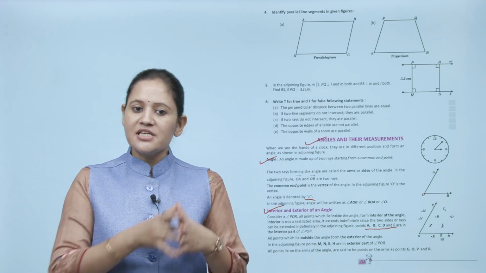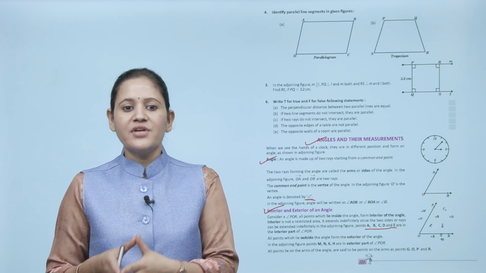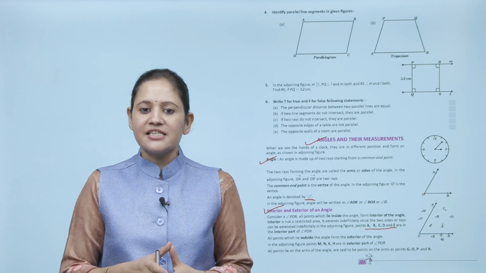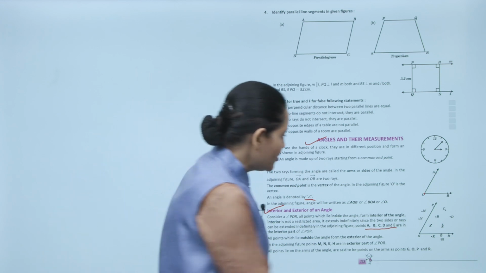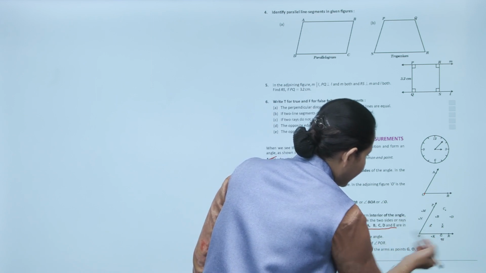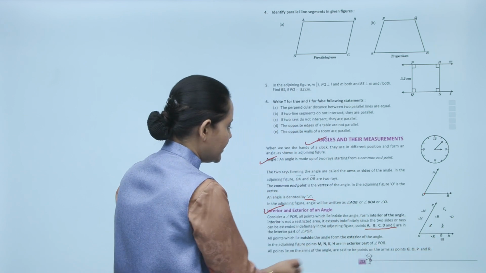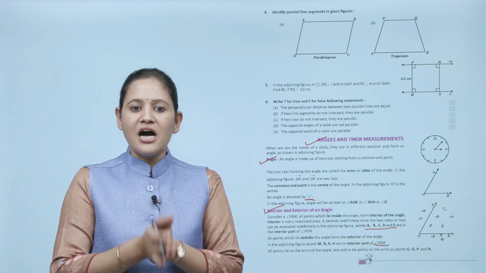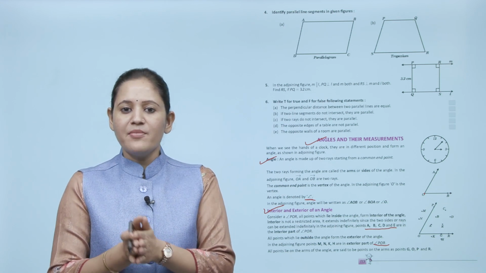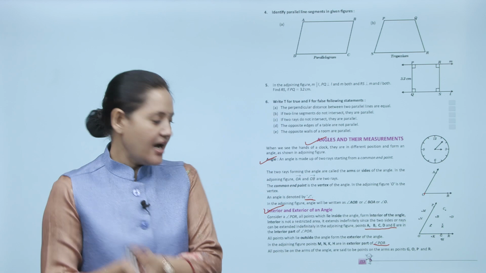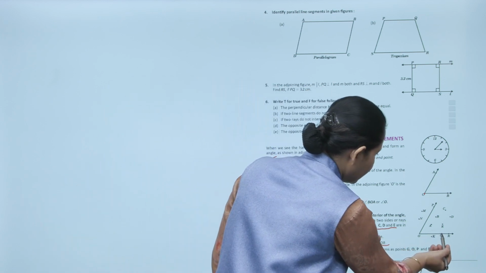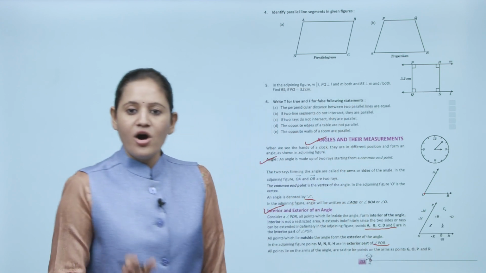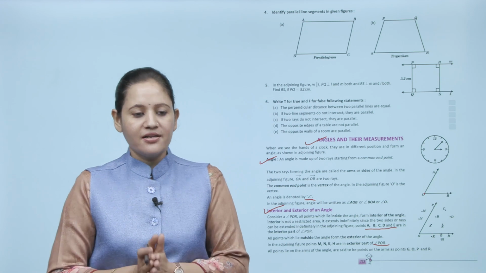Clear? All points which are outside the angle form the exterior of the angle. In the adjoining figure, points M, K and H are the exterior part of angle POR. So, points M, K and H, they are in the exterior of angle POR. Clear? All points on the arm of the angle are said to be points on the angle: points G, O, P and R. So, points G, R, P and O, all these are on the angle.